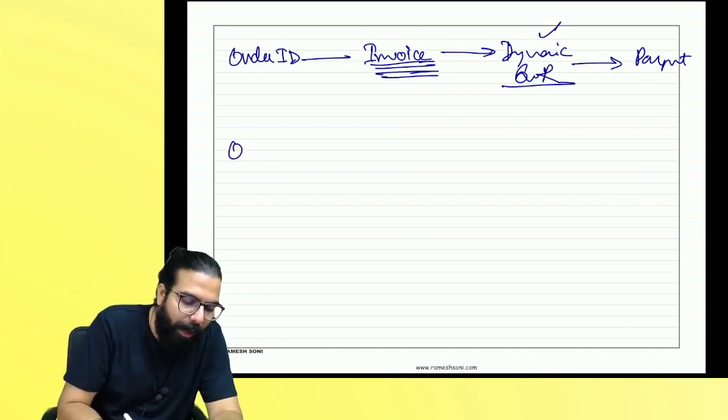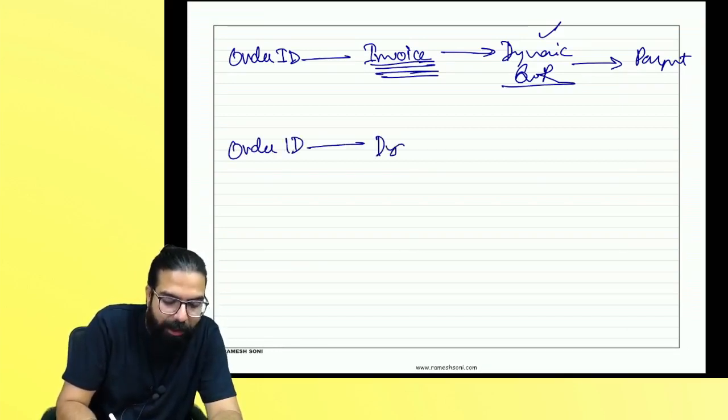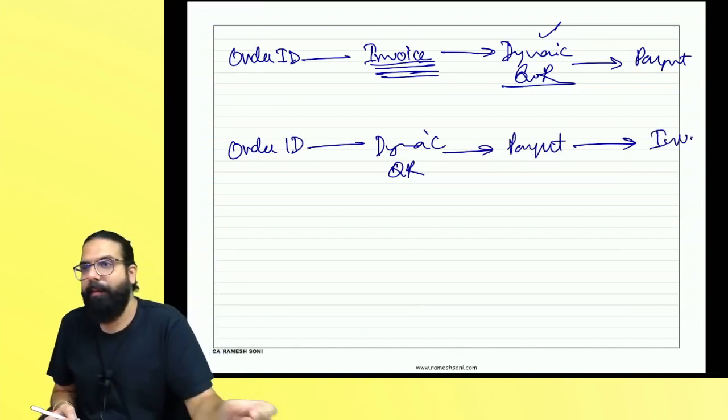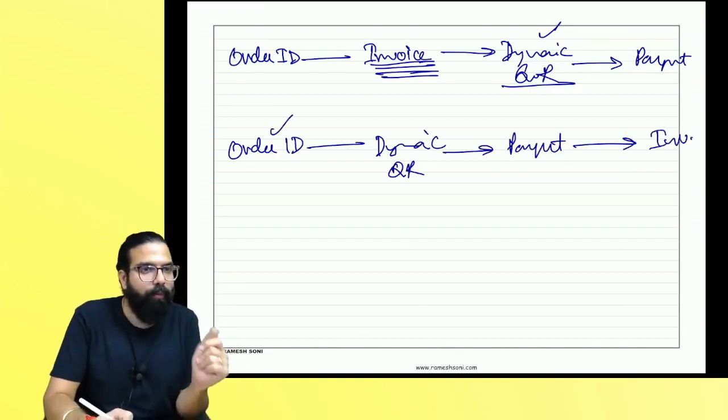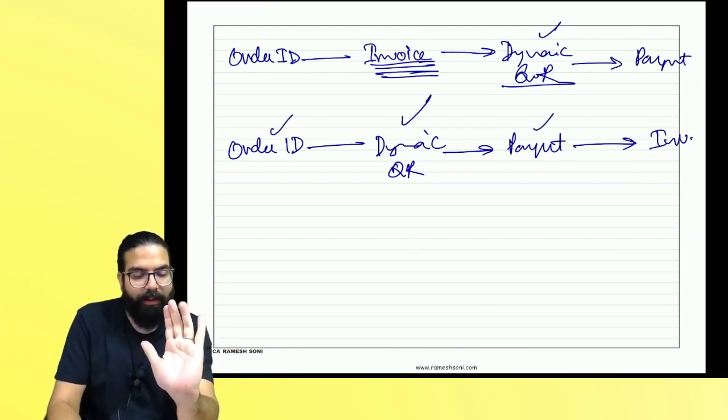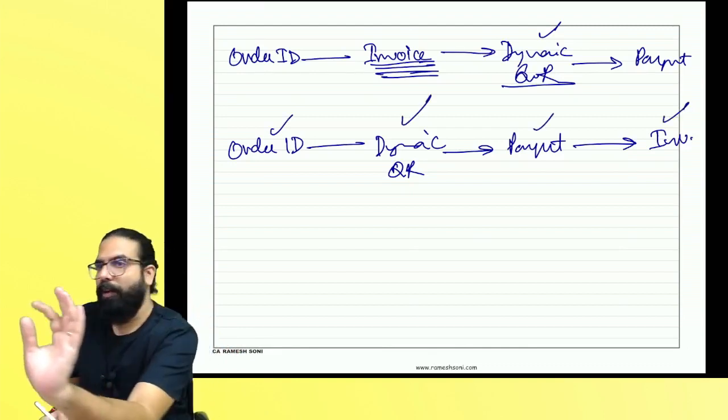But sir, sometimes when we get an order ID, we first give the dynamic QR code to the person. Hey, you first make the payment. We give the dynamic QR code, he makes the payment, and then we generate the invoice. Do you guys agree with me? Sometimes when an order comes, we tell, hey sir, first you scan and make the payment. Once he makes the payment, only then we generate the invoice.